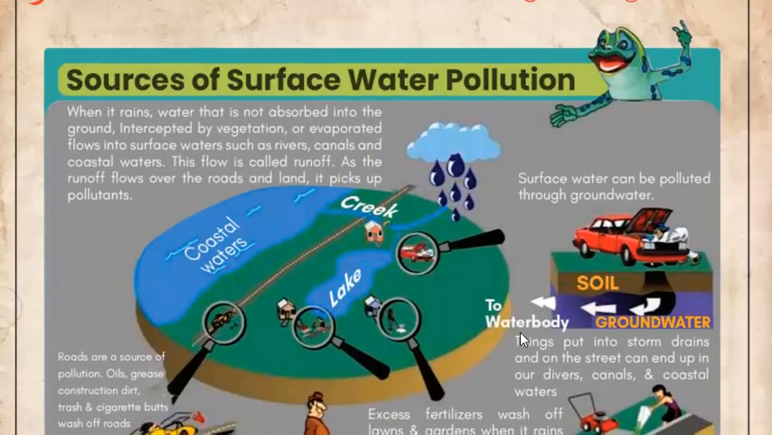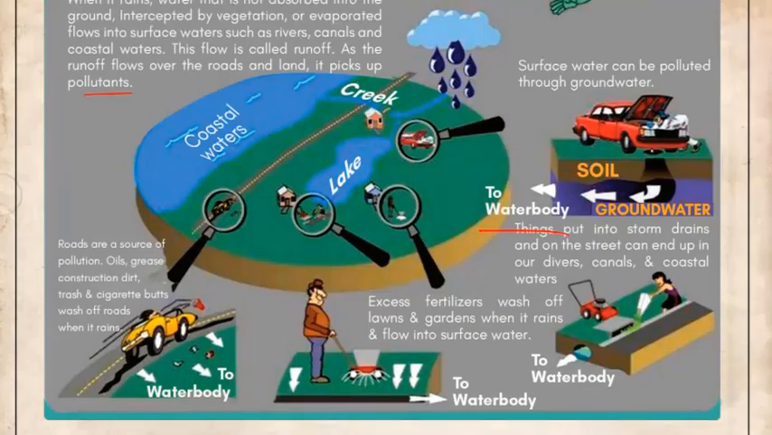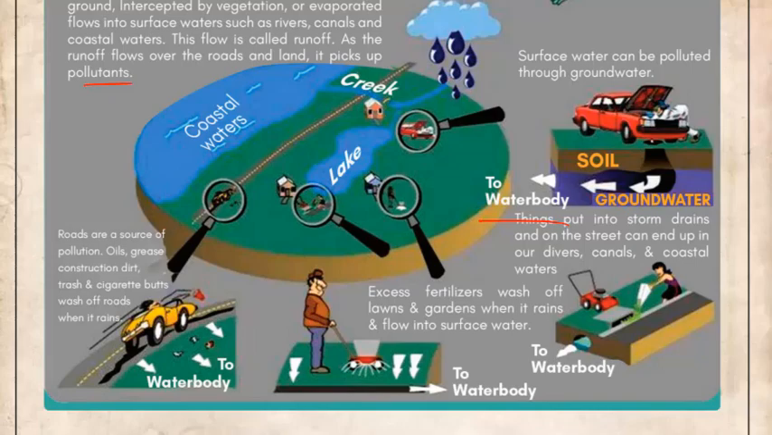This image is given about the sources of the surface water pollution. You can see just a simple figure is given. When it rains, water that is not absorbed into the ground, intercepted by the vegetation or evaporated, flows into the surface water such as the rivers, canals, coastal water. This flow is called the runoff, and as the runoff flows over the roads and lands, it picks up pollutants. So it is showing different pollutants generated from the runoff. Okay, not very important for the exam. It is showing how pollution is created.